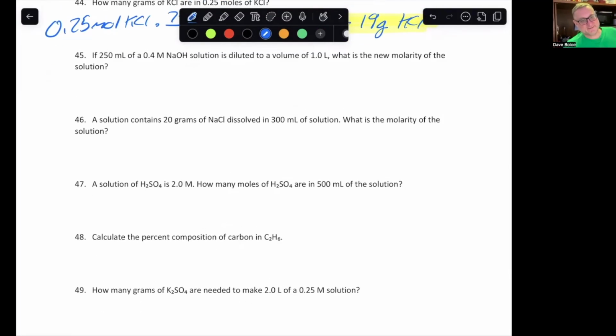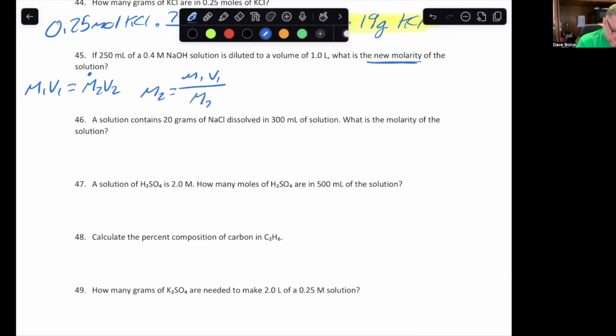All right, 45. If 250 milliliters of 0.5 molar solution is diluted, what is the new molarity? Okay, this is an M1V1 equals M2V2 kind of situation. And I want the new molarity, so that means I want M2. So I'm going to divide both sides by V2, and that's going to give me M2 equals M1V1 divided by V2.